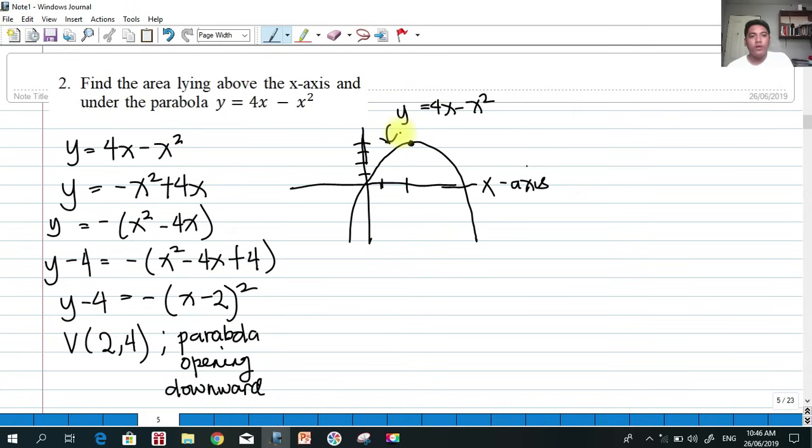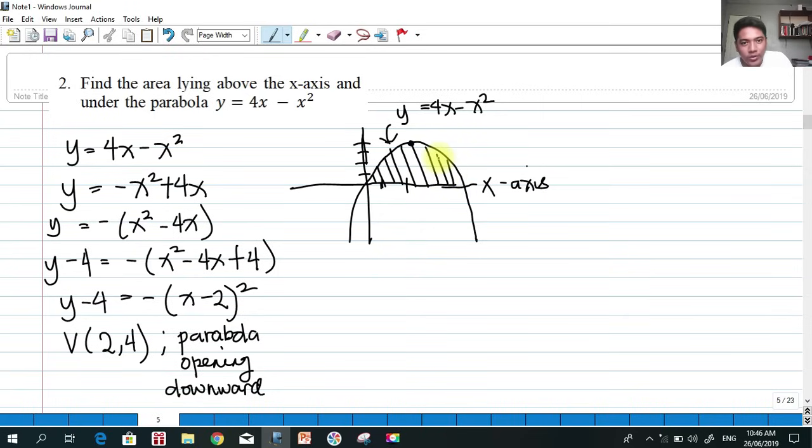What the problem is trying to say is, find the area lying above the x-axis. So this is the x-axis, above the x-axis and under the parabola. The area we are trying to find is this, bounded by the x-axis, above the x-axis, and below the parabola. We have already drawn the curve.